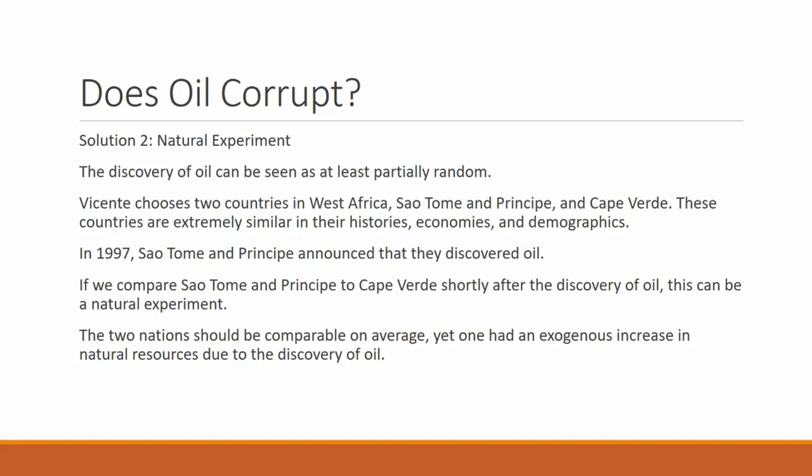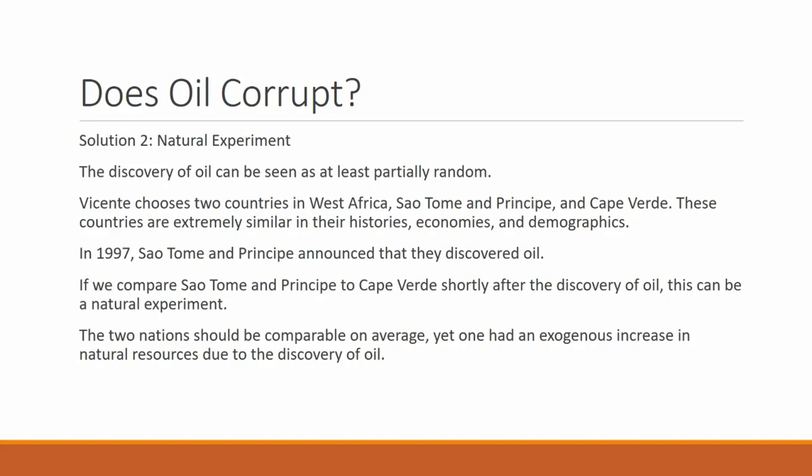How would this work? This is what Vicente did. He said the discovery of oil can be seen as at least partially random, somewhat random. In advance, we don't necessarily know where oil is located. Oil has to be searched for. And so, in a sense, whether or not a country discovers oil within its territory can be somewhat random.